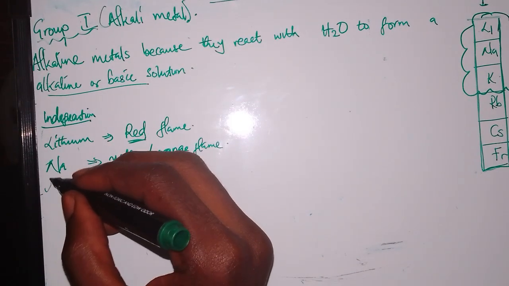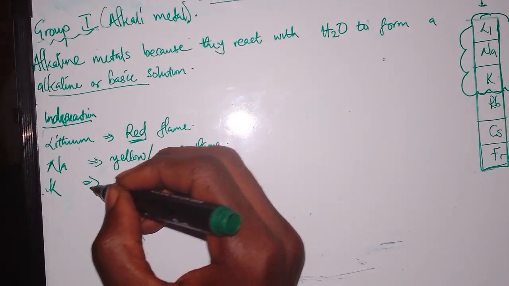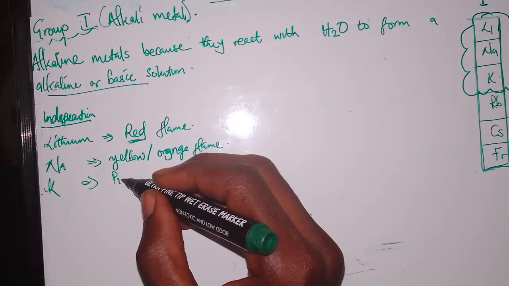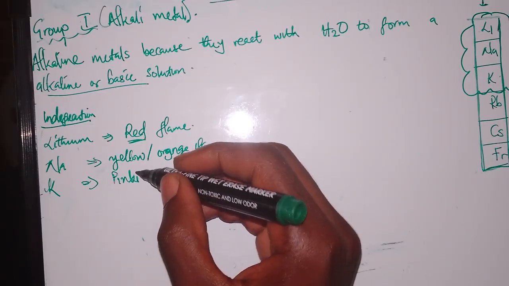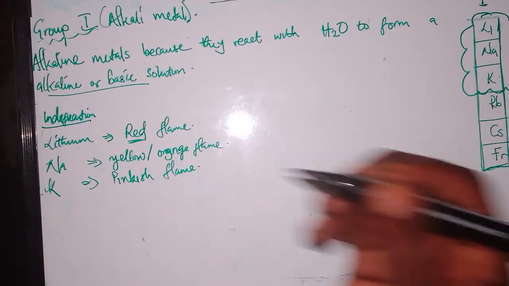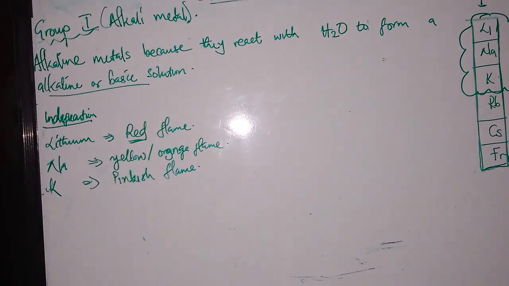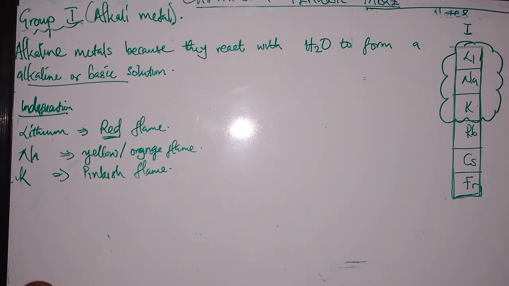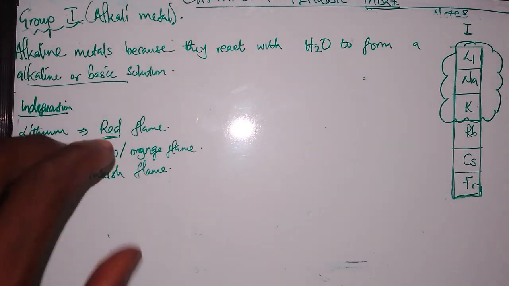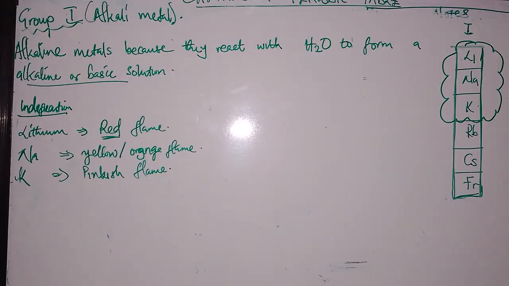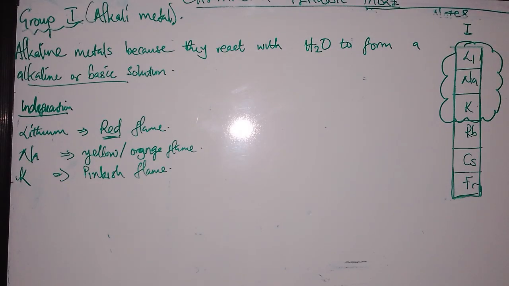Then the last one is potassium. How can you identify that this is potassium? Potassium basically has a pinkish flame. Whenever you see a pinkish flame, just know in your mind that the element they are talking about is in group 1. These are the questions they like asking on the periodic table, so you need to pay attention.